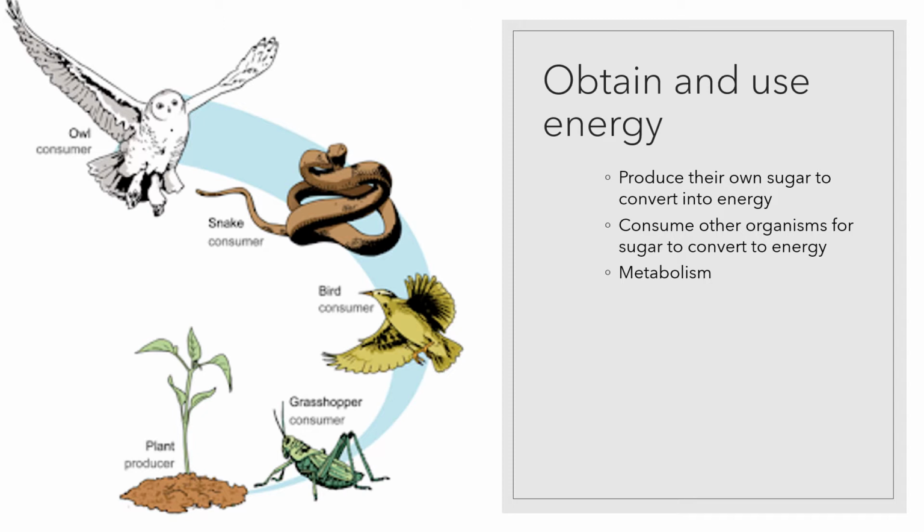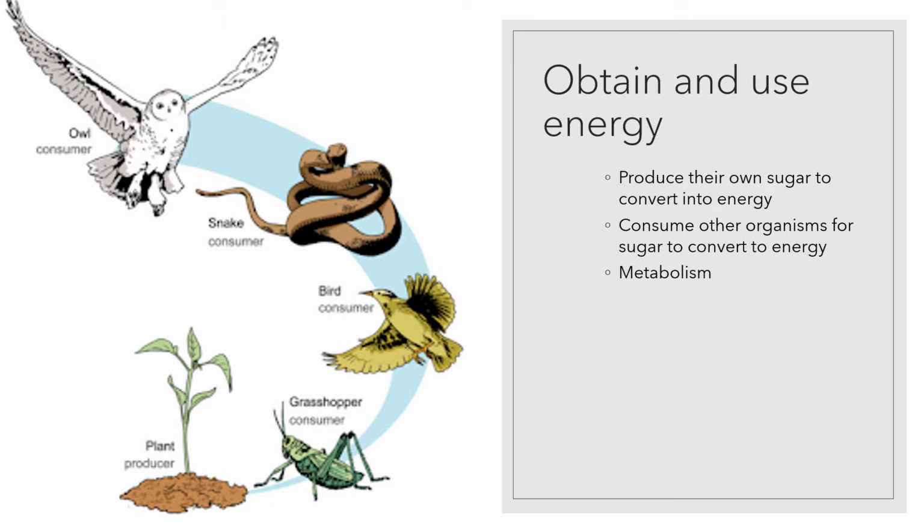Consumers need to consume other organisms for their sugar and for their energy, and then to convert to energy. So a grasshopper is going to eat the plant. The grasshopper cannot make its own sugar, it needs to eat the plant for the sugar, which then its own mitochondria converts that sugar into usable energy.